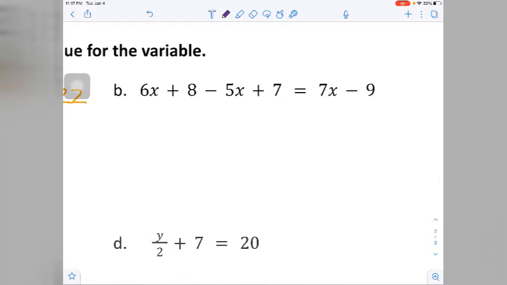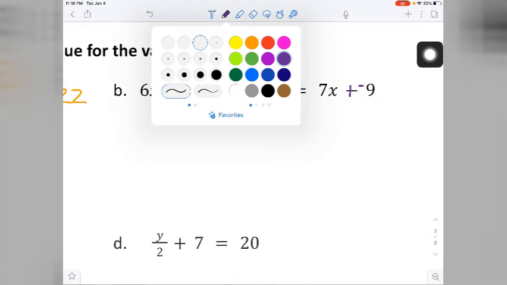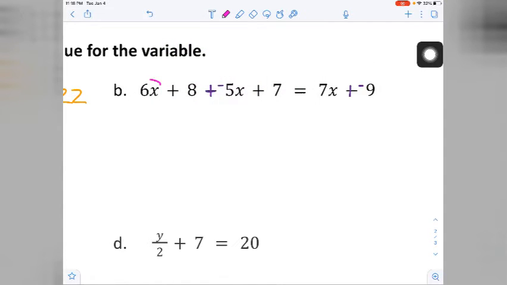The first simplifying step that I would always use would be to change all subtraction. Here's subtraction and here's subtraction. Change them to adding the opposite. So instead of subtracting 5x, I'm going to change this to adding negative 5x. And instead of subtracting 9, I'm going to change it to adding negative 9. That is, I think, a really important thing because it allows you to move numbers around and not get confused about whether you're adding or subtracting things. It just becomes a little more clear.